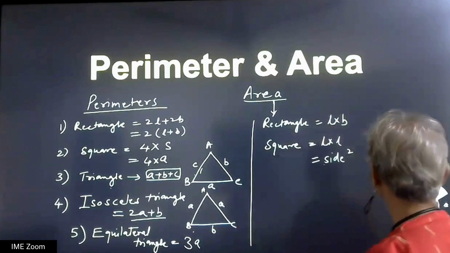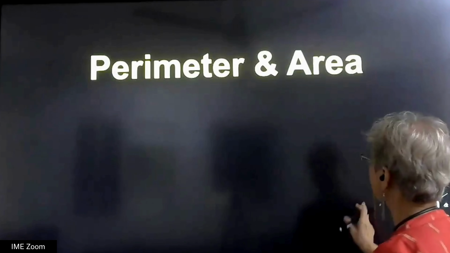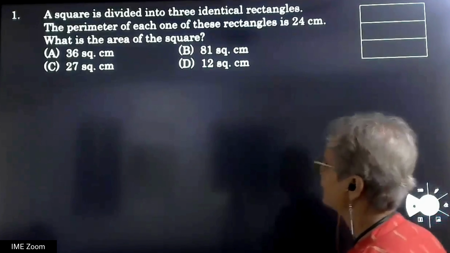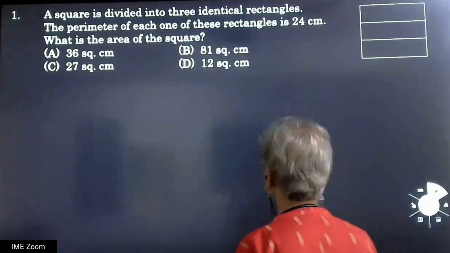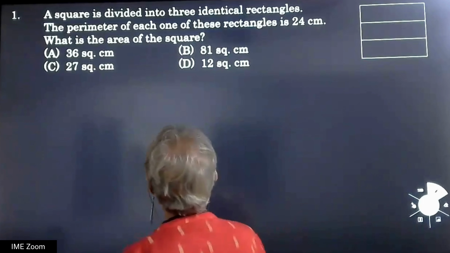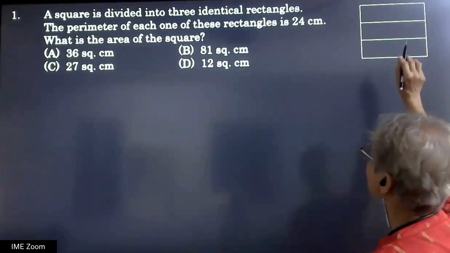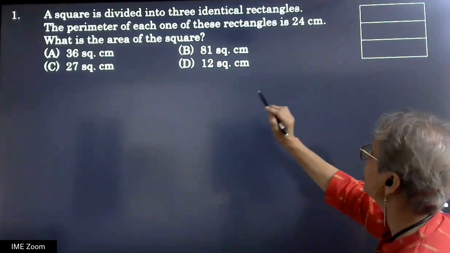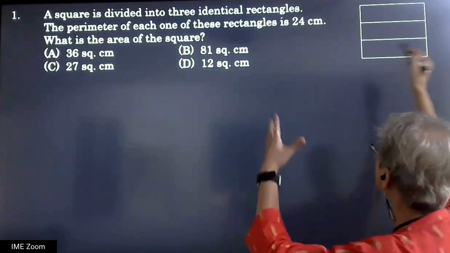Okay. So now let us start solving. Some difficult sums are there, we'll discuss. See the first one itself. A square is divided into 3 identical rectangles. See, this is a square given. The perimeter of each one of these rectangles is 24. What is the area of the square?